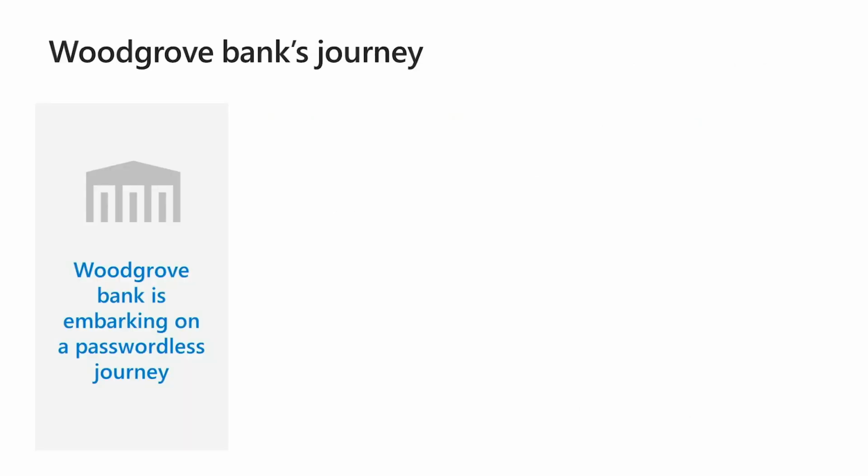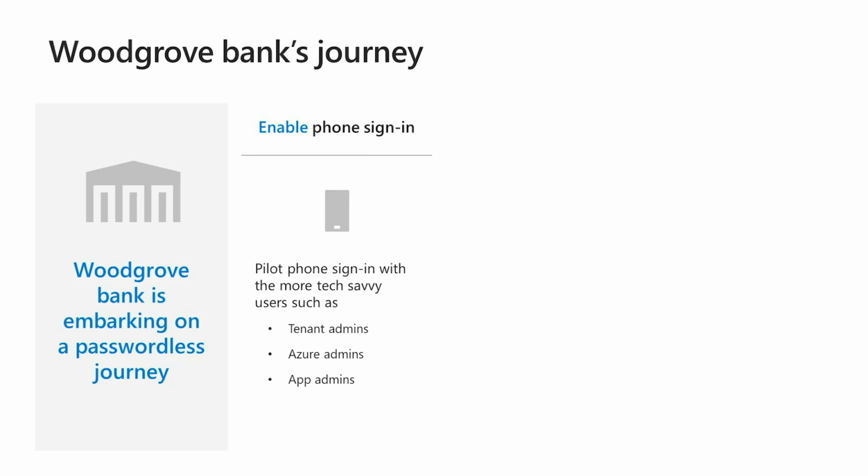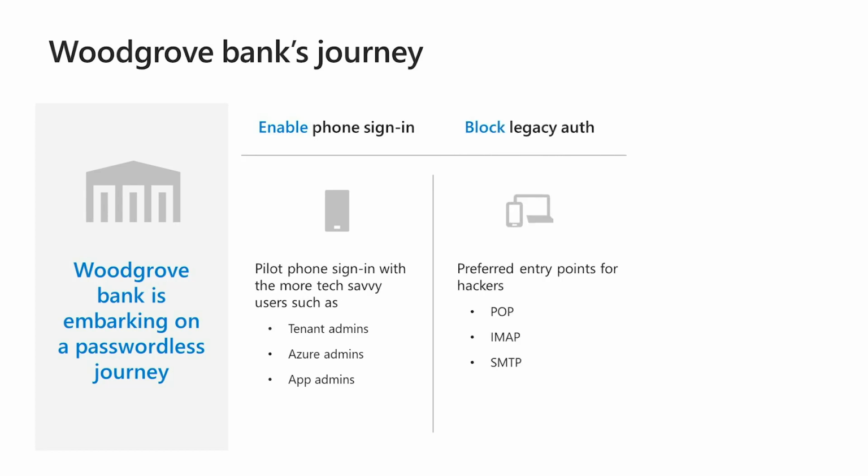Let's take the example of Woodgrove Bank. Nitika, who's an IT admin at Woodgrove Bank, is leading Woodgrove's journey to eliminate passwords. Woodgrove wants to start deploying passwordless phone sign-in using Microsoft Authenticator. Woodgrove wants to do a phased rollout and plans to start the rollout with the more tech-savvy people in the organization, that is the tenant admins, the Azure admin, and the app admin. Next, Woodgrove wants to make sure there are no backdoors that can avoid strong authentication. So they want to block legacy authentication in their environment.